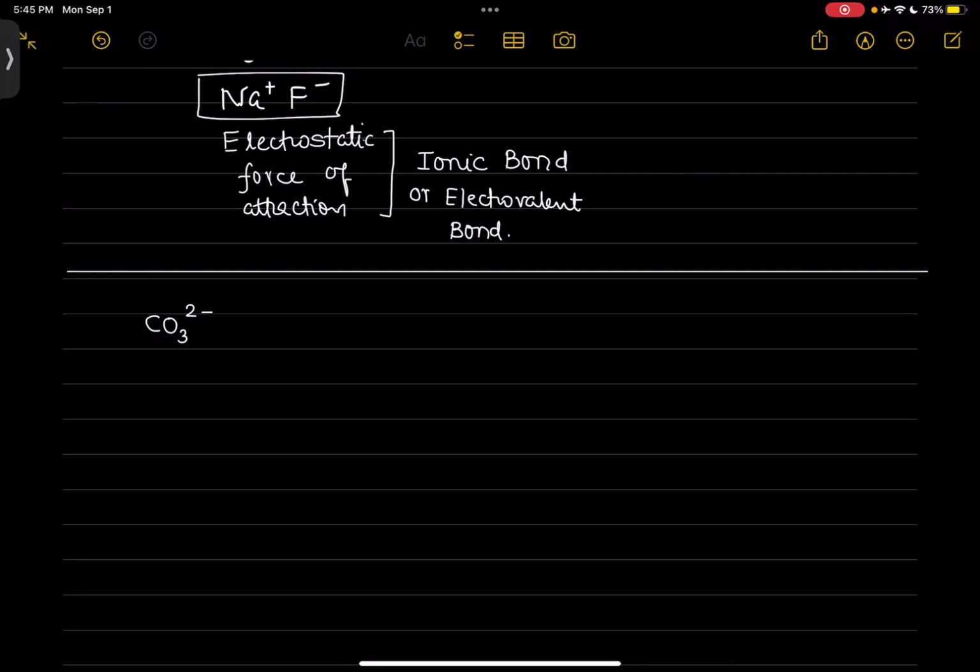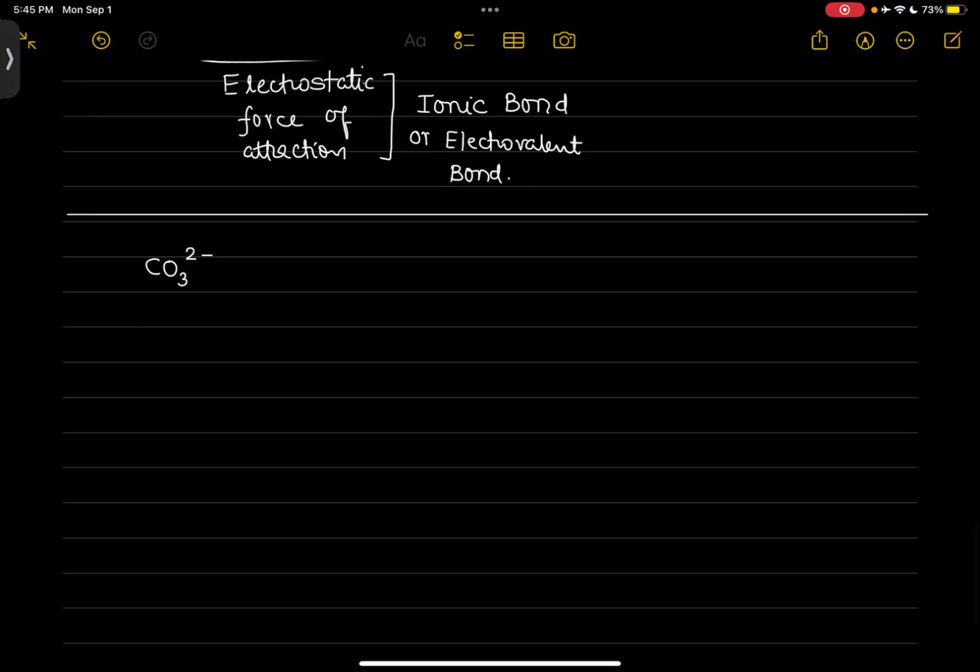Got it? Are you getting the point? Yes, sir. So how will you show the bonding of this carbonate ion? Tell me. You can tell me first. How will you try to draw? So C will be in the center. C will be at the center exactly.